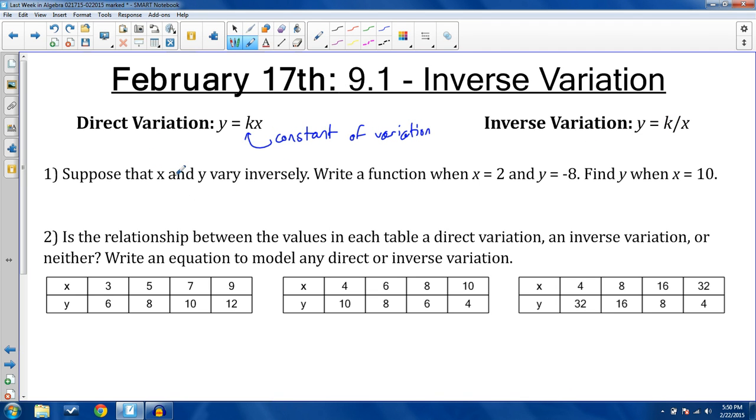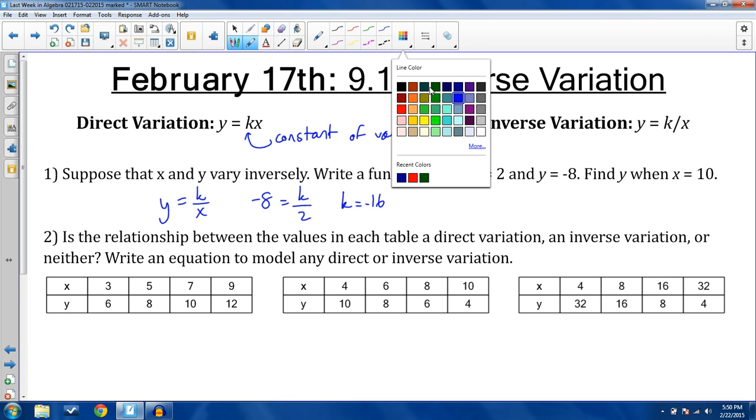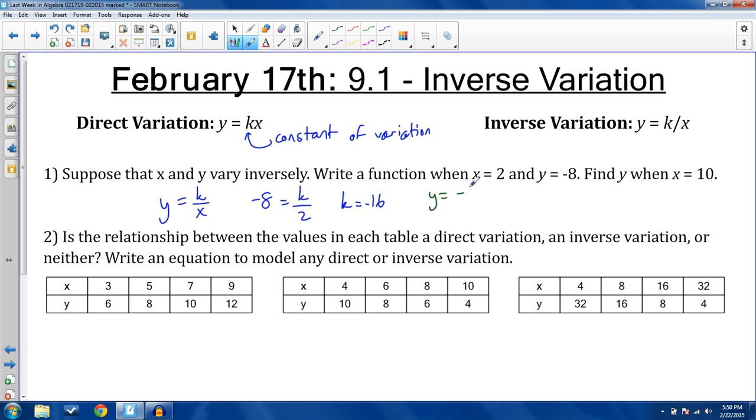So let's see an example here. Suppose that x and y vary inversely, which means we're looking at y equals k over x. Write a function when x equals 2 and y equals negative 8, and then find y when x equals negative 10. To find the function, let's substitute negative 8 for y and 2 for x. Multiply both sides by 2, you get k equals negative 16. So your function is y equals negative 16 over x. Let's find out what y is when x is negative 10. Then y is negative 16 over 10, and y is negative 8 over 5.